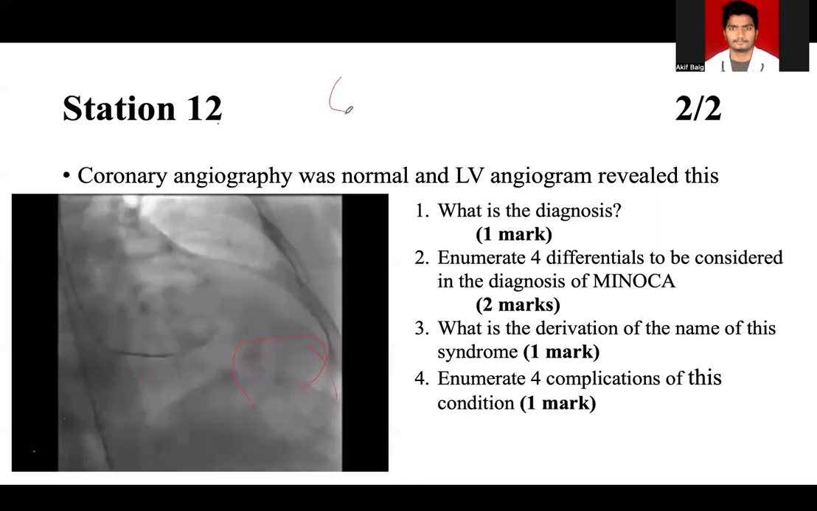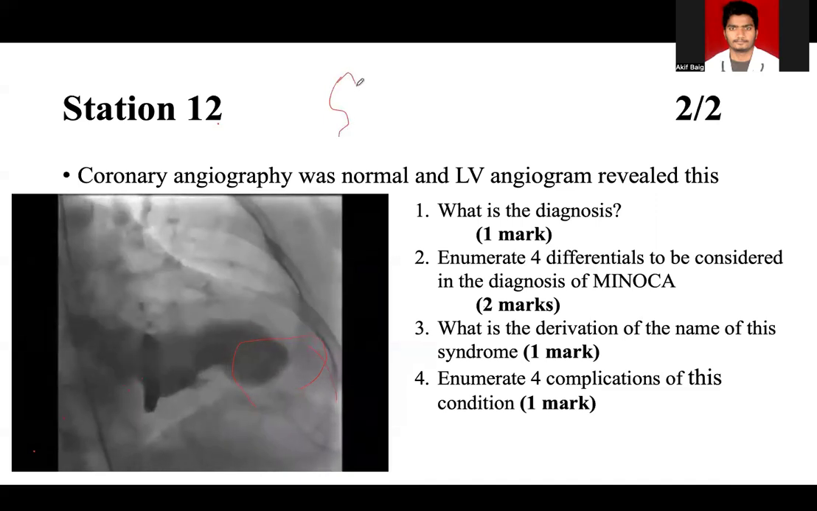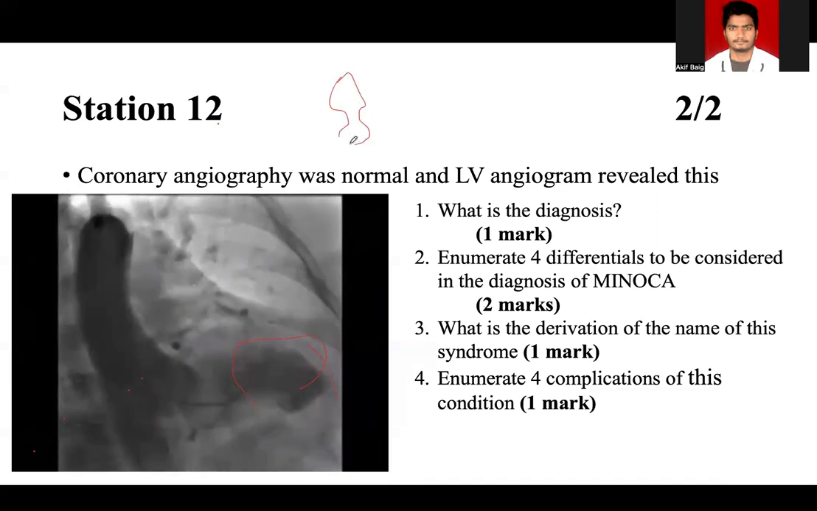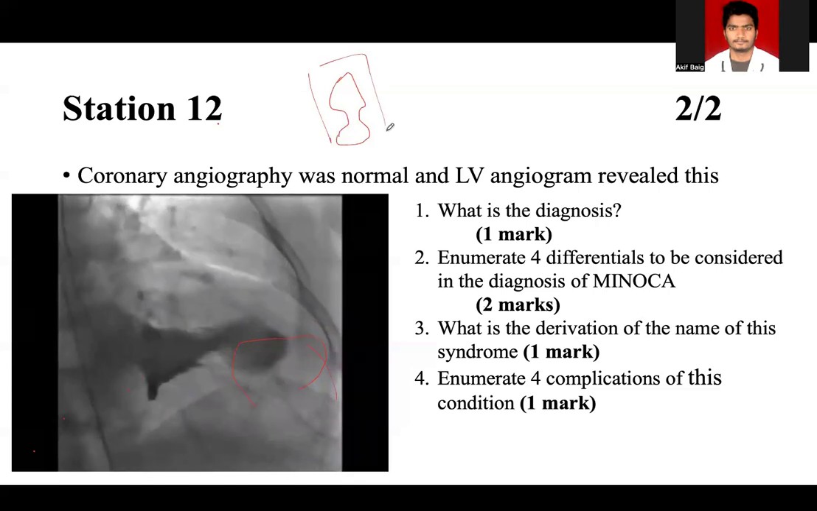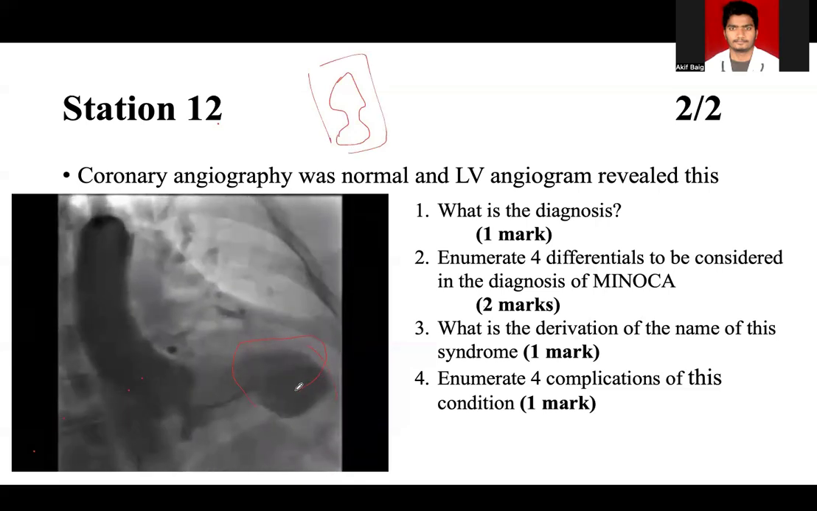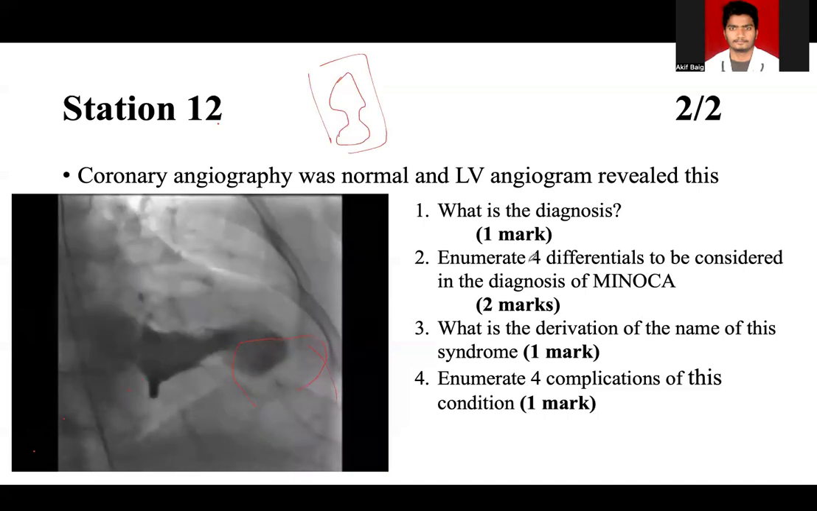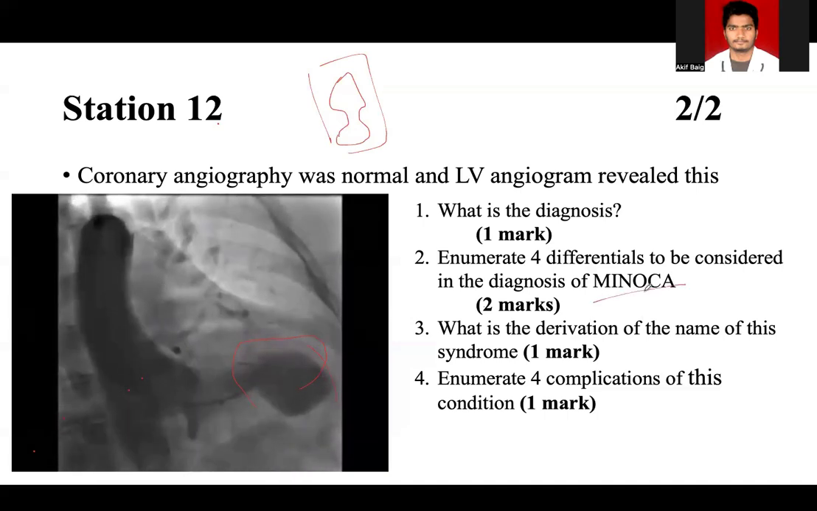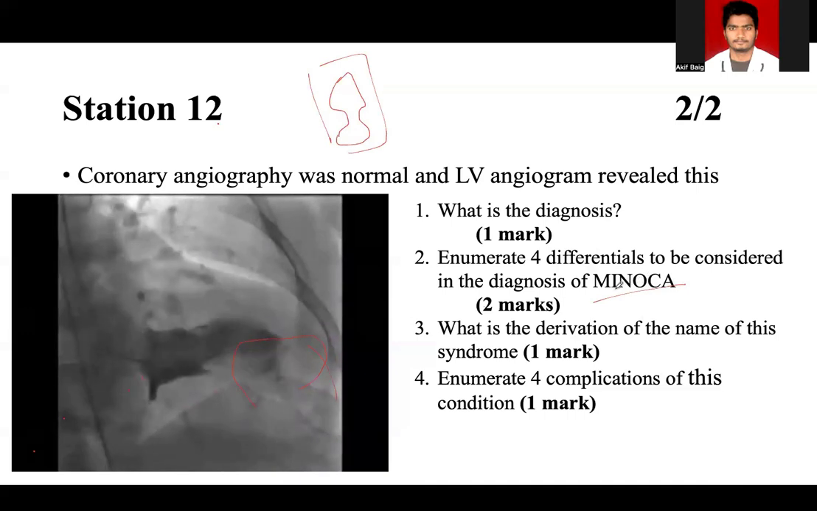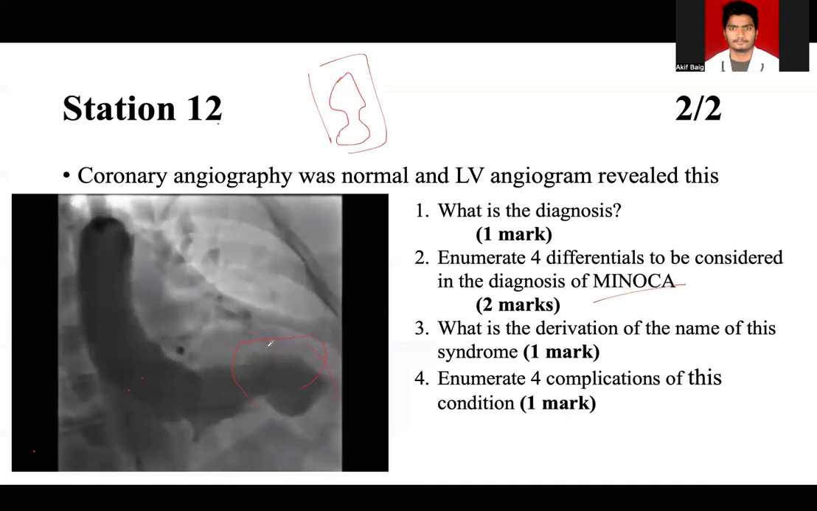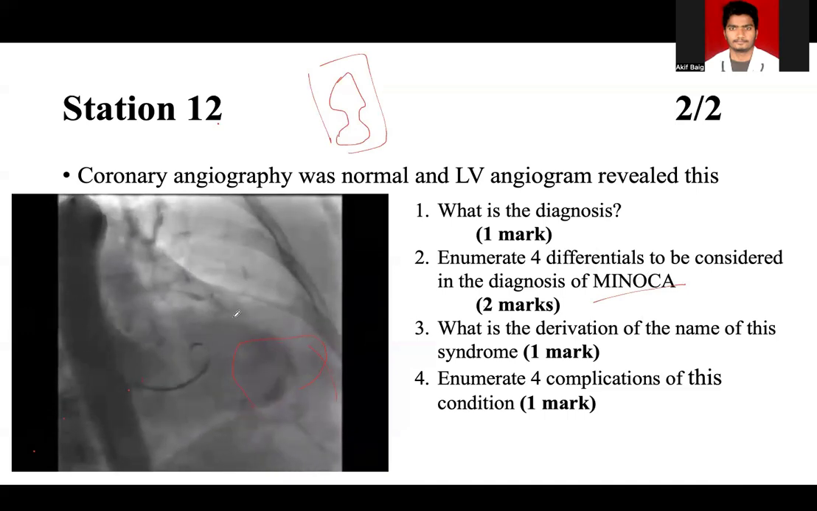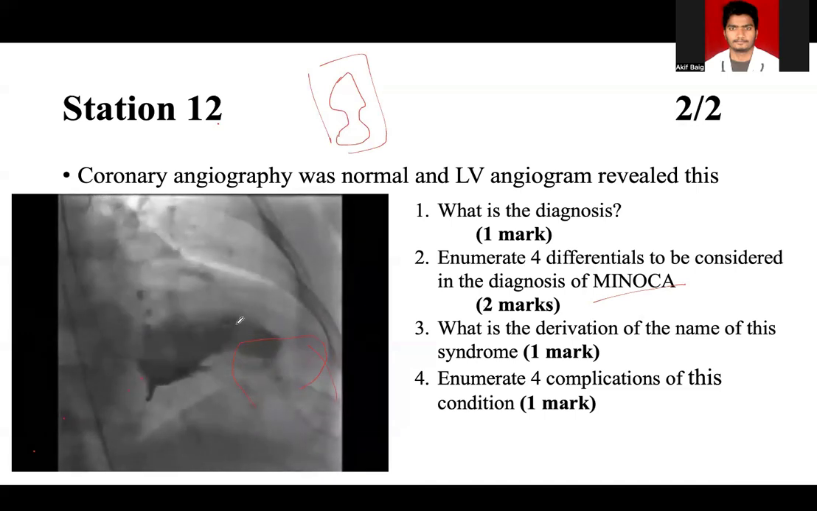So the spade of ace is nothing but the card which we play in playing cards. The spade of ace pattern is characteristic of Takotsubo cardiomyopathy. It is also one of the causes of MINOCA, that is myocardial infarction with non-obstructive coronary arteries. Okay, so it's a classical picture of Takotsubo cardiomyopathy, that is stress cardiomyopathy.